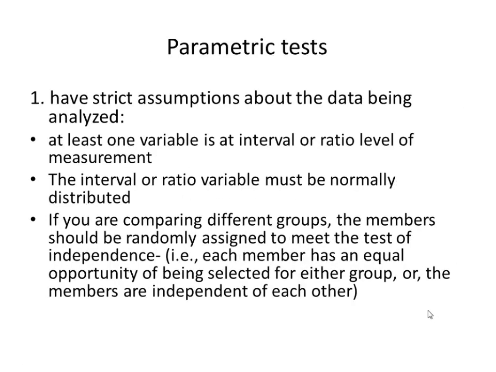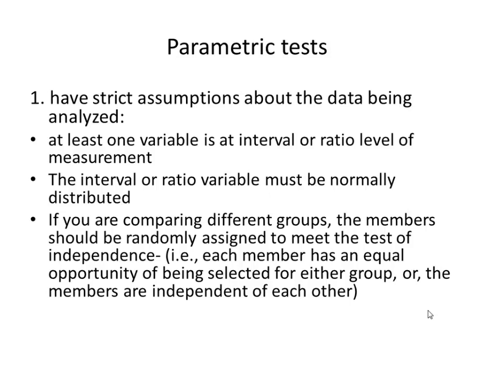So parametric tests, let's talk about some of the characteristics of parametric tests. First of all, parametric tests have strict assumptions about the data being analyzed. Specifically, at least one variable must be measured at the interval or ratio level of measurement, and the interval or ratio variable must be normally distributed. So the data must be normally distributed and measured on an interval or ratio scale.